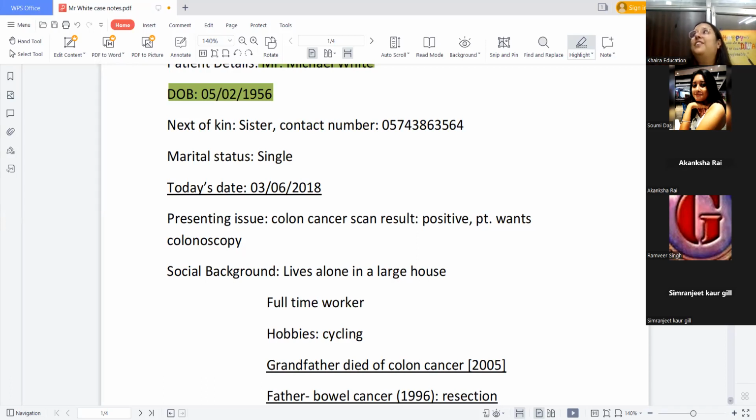Only and only in a life and death situation will the next of kin need that information. Otherwise, the person is responsible for their own decisions.